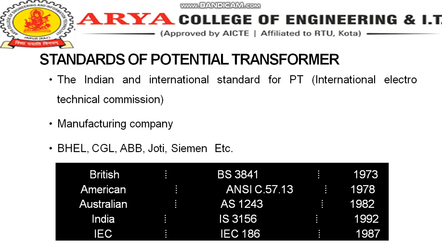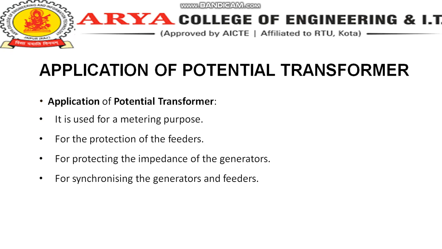Now the standards of the potential transformer. The Indian and international standards of the potential transformer are shown in this table. The manufacturing companies of potential transformers are BHEL, CGL, ABB, Jyoti, Siemens, etc. Now we discuss the application of the potential transformer. It is used for metering purposes, for the protection of feeders, for protecting the impedance of the generators, and for synchronizing the generators and feeders.